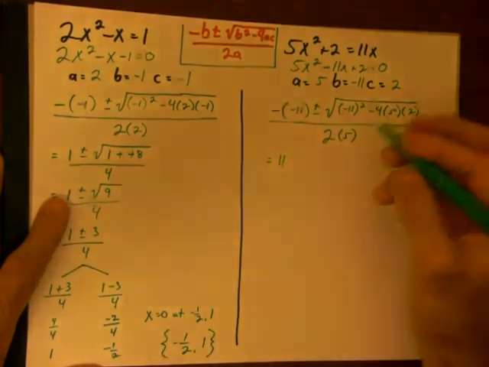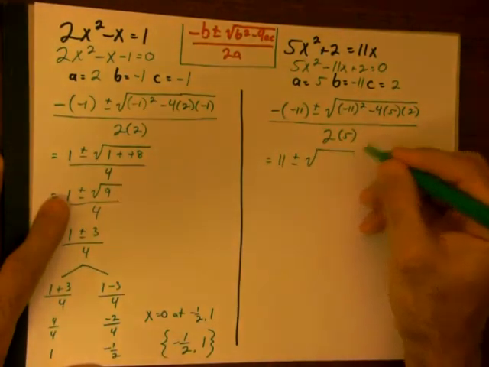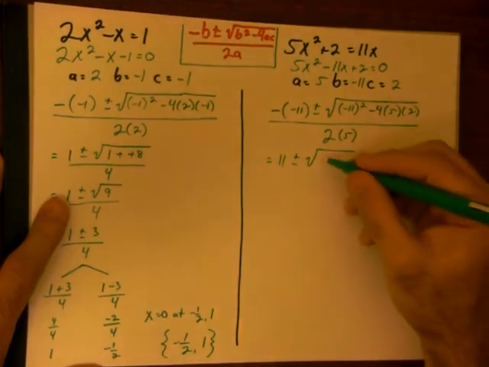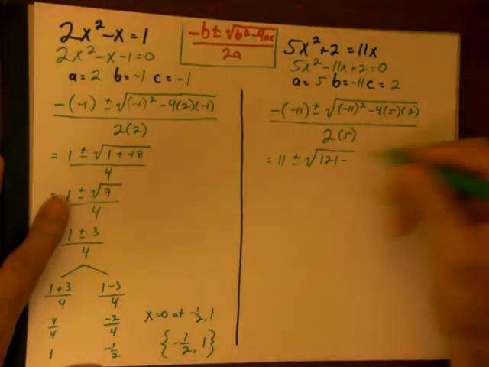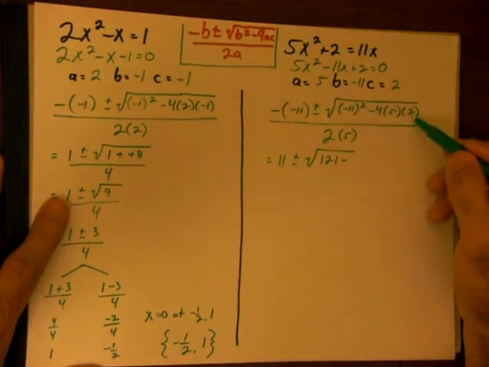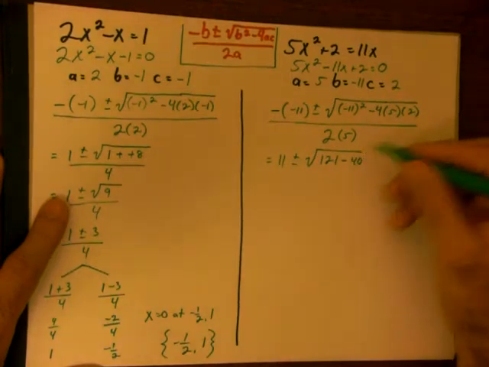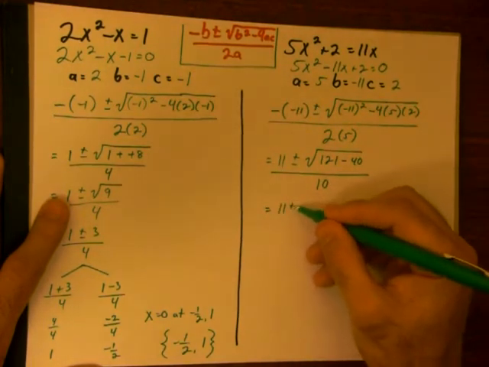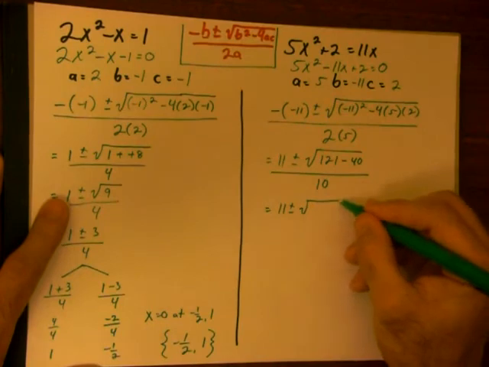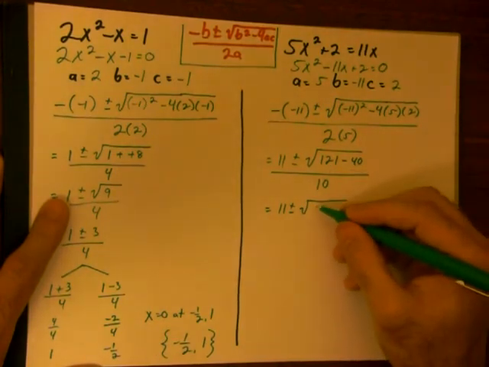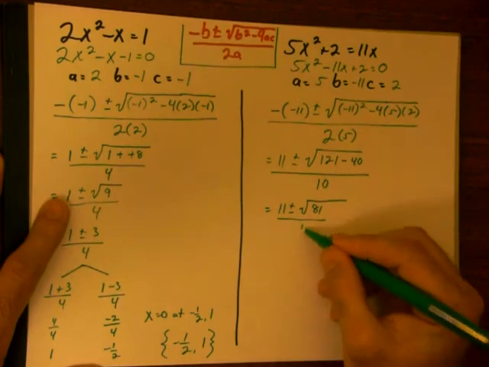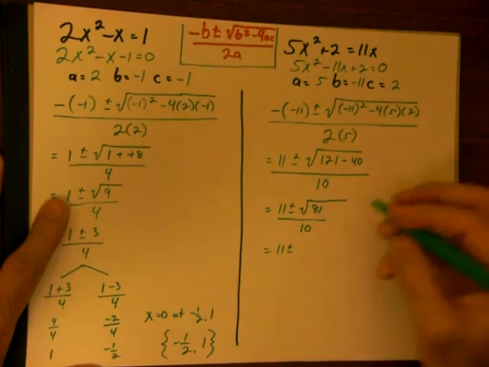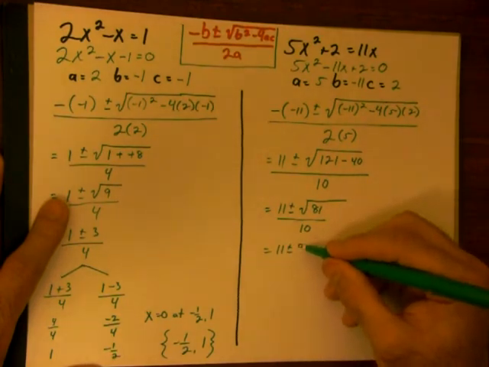2 negatives are positive. It's 11 plus or minus the square root of negative 11 times negative 11, which is a positive 121, minus 4 times 5 is 20, times 2 is 40, so it's minus 40, all over 10. This simplifies further. 11 plus or minus the square root of that arithmetic, which equals 81, over 10. The square root of 81 is 9, since 9 times 9 is 81.